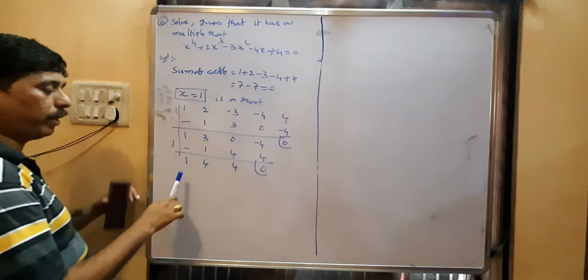In a 5th degree equation, check whether every term is present or absent: 5th degree, 4th degree, 3rd degree, 2nd degree, 1st degree, constant. Every term is present. So directly write 1, -3, -5, 27, -32, 12. Bring down 1. 1 into 1 is 1, -3 plus 1 is -2. 1 into -2 is -2, -5 minus 2 is -7. 1 into -7 is -7, 27 minus 7 is 20. 1 into 20 is 20, -32 plus 20 is -12. 1 into -12 is -12, and the remainder is 0.